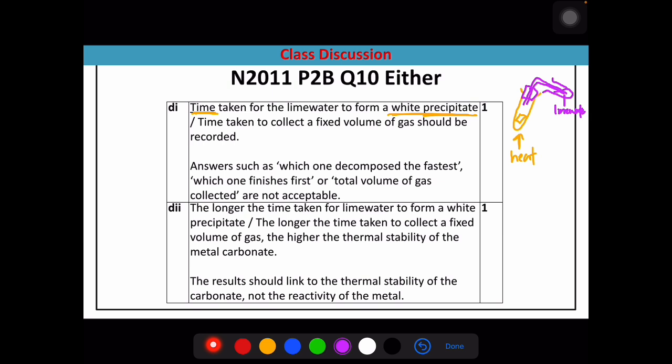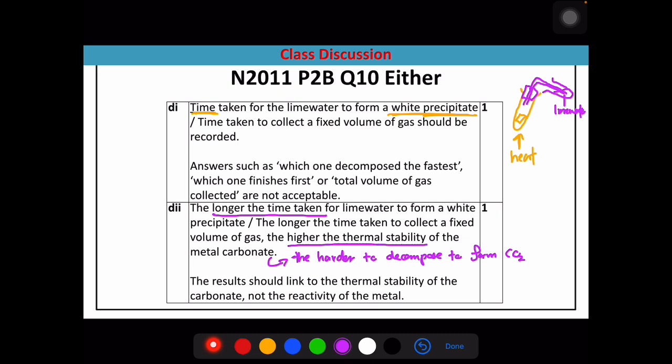So how can you conclude? Basically, the longer the time taken, the more stable the metal carbonate is. Why? That's because it means that it is harder to decompose to form your CO2. So basically what the question is trying to say is that if I take a longer time to get a white precipitate, it means that it's harder for the metal carbonate to decompose. Therefore, it's harder to get the carbon dioxide.